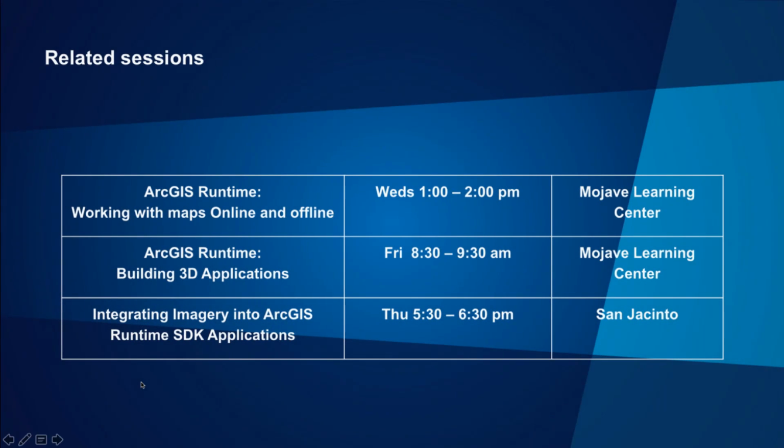Now I just want to point you to a few other sessions that will touch upon and actually take what I said today and dive into it a little deeper, and that's working with maps online and offline. It's a little later in the day today. Building 3D applications on Friday just talks about all the types of 3D data you can use in symbology. And then if you want to know more about rasters, we have a session on Thursday that talks about using the raster APIs in runtime.